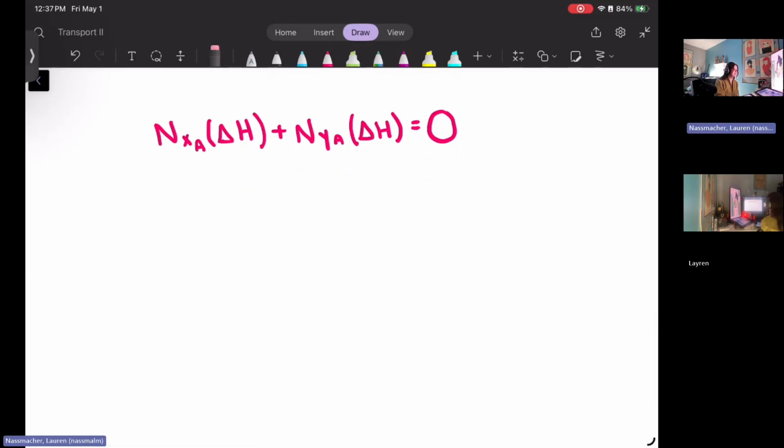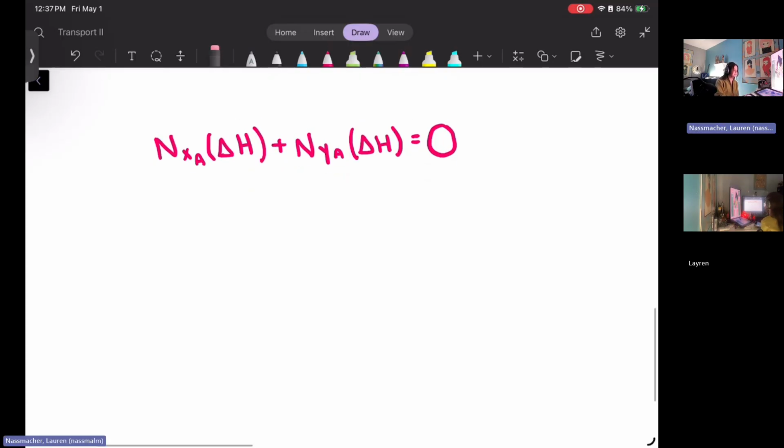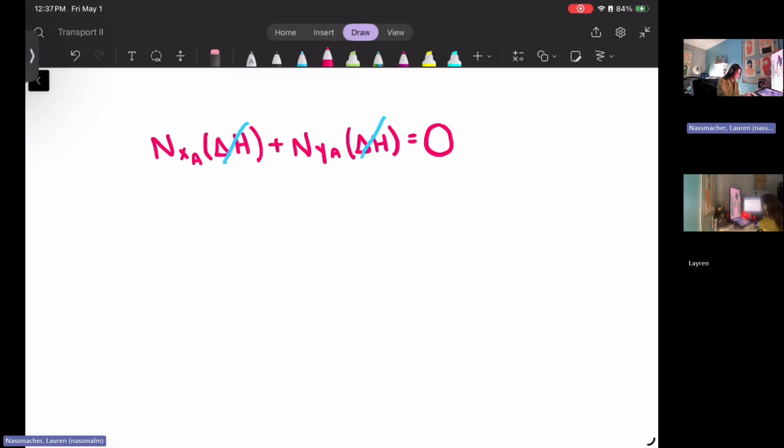From here, we know that these changes in enthalpies cancel each other out. It's change in condensation versus vaporization going in one direction versus the other. So we can just forget about those. They're the same thing. And now we have that our molar flux of our liquid phase of component A is equal to negative our molar flux of our vapor phase of component A.